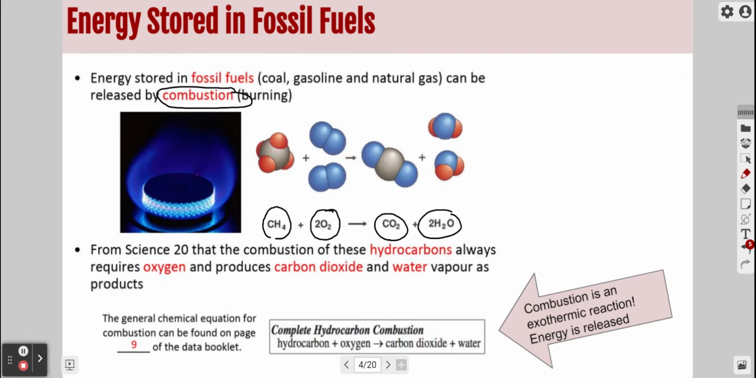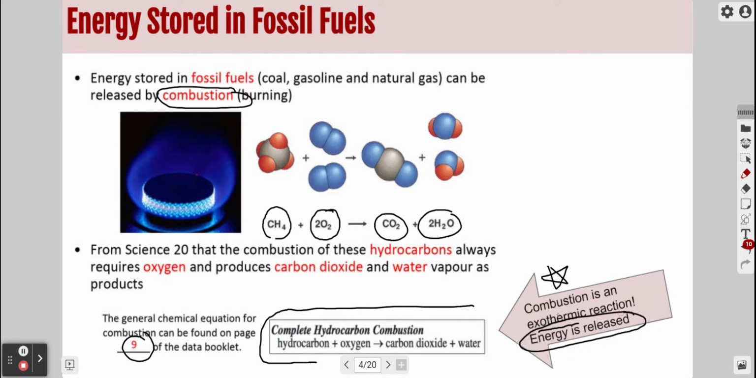If you ever forget the combustion formula, the description of the combustion formula is actually on page 9 of your data booklet. Always remember, this is key, combustion is an exothermic reaction. That means energy is always released when we burn something. It has to be released.